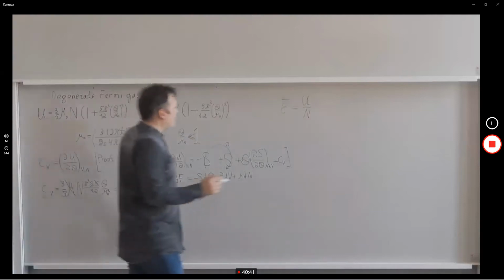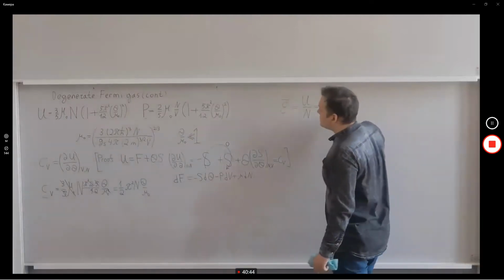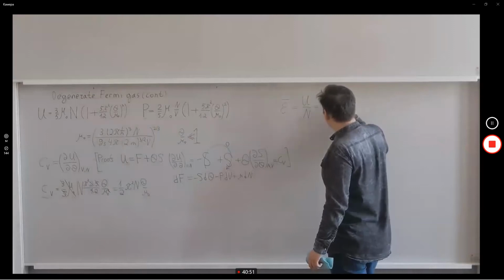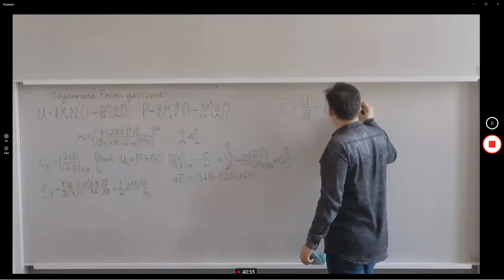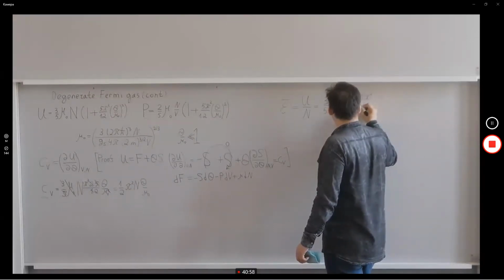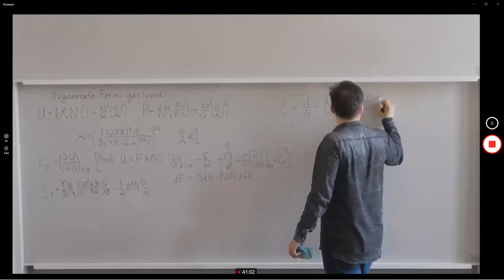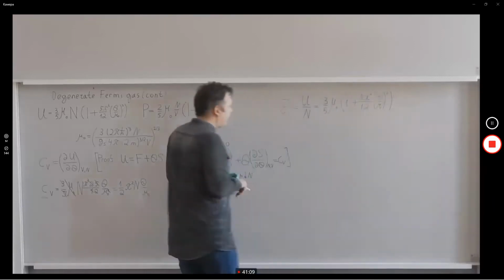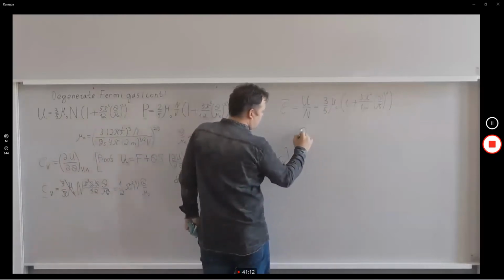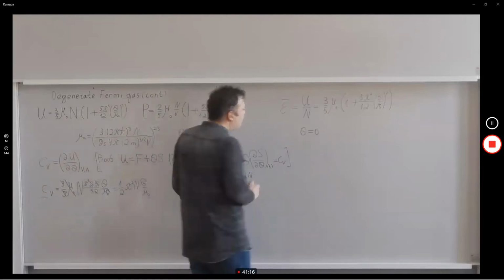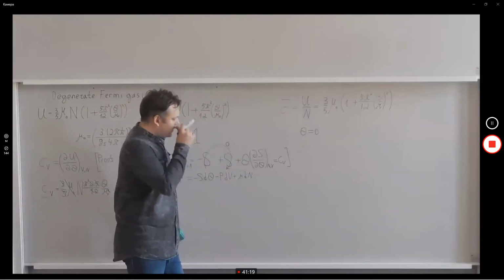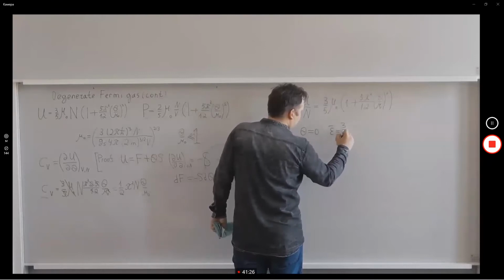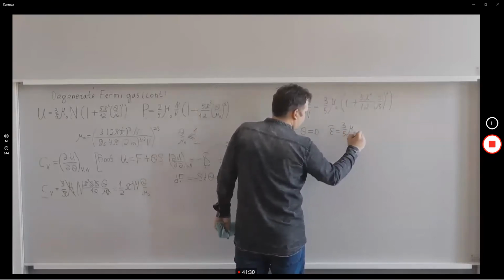So the result is 3/5 mu sub 0 multiplied by 1 plus pi squared over 12 times theta divided by mu sub 0 to the second power. If theta equals 0, the average energy of the particle remains a non-zero value, which equals 3/5 of mu sub 0.